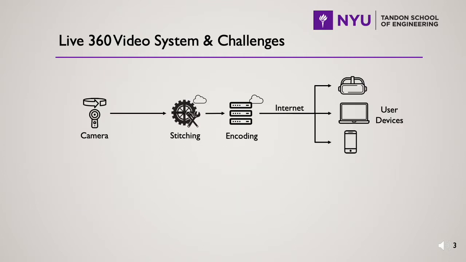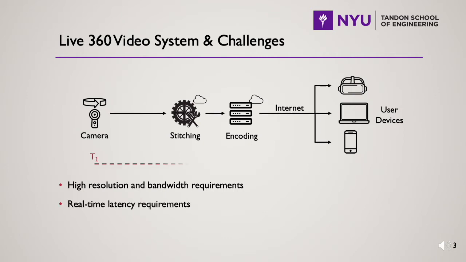This is a high-level architecture of a Live 360 video streaming system. After an event is captured by the camera, the data is uploaded to the cloud server, where stitching and encoding are operated. Then, users can download the video data to their devices through the internet. Due to the high resolution, it poses a high bandwidth requirement on the network. In addition, due to the live property, the end-to-end latency, shown as the time between T2 and T1 in the figure, cannot be too high.